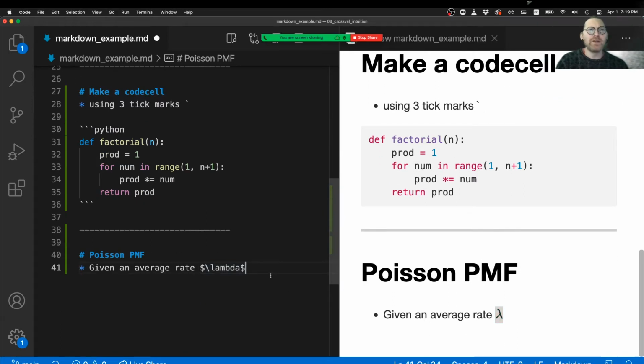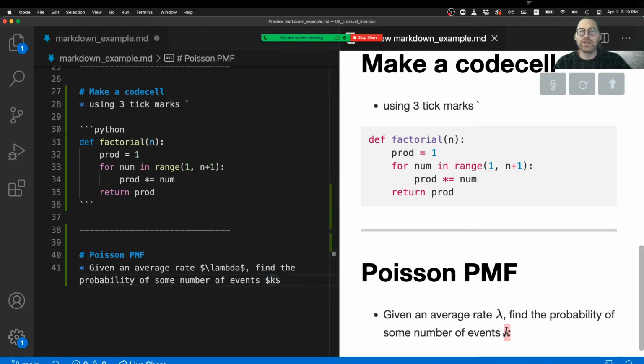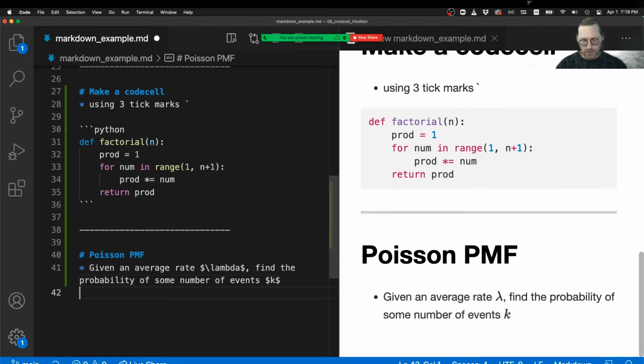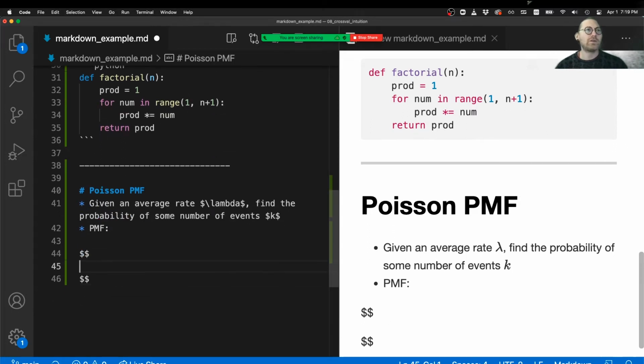So I'll go ahead and finish out this slide. Given an average rate lambda, find the probability of some number of events, k, right? And this is maybe what I would do: I just want k to render in a similar way to that lambda. And then I can say, here's the PMF, and I'll just write a slightly different version of this.